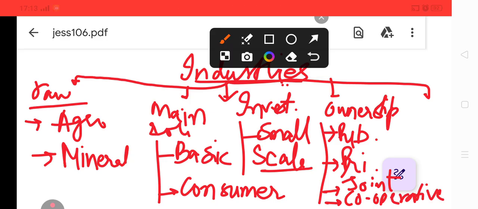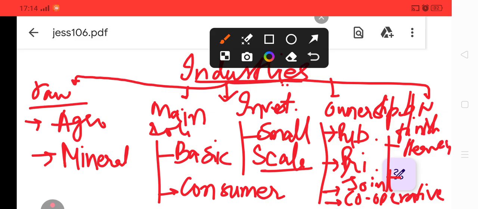Okay, then next we have on the basis of weight and bulk of raw material and finished goods. So I am writing BW and of finished goods. Okay, finished, I am writing finish, just finish. So in this we have only two types, heavy and light.